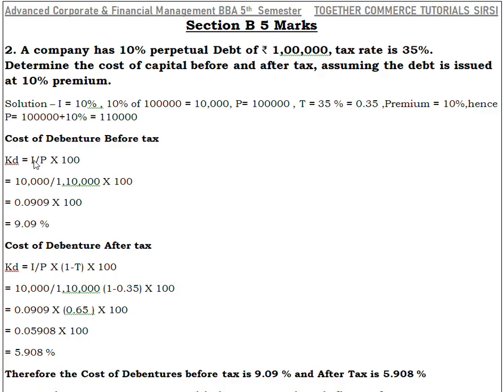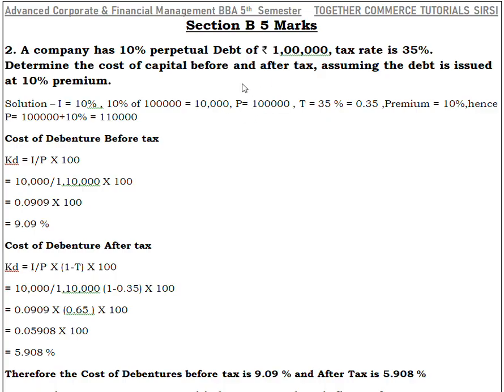Here we require I, the percentage, that is 10%. Then P is the face value or the net proceeds, that is in this problem it is 1 lakh. So I is equal to 10% and P is equal to 1 lakh. So soon after I and P are finalized, we apply P to I, that is I is equal to 10% of 1 lakh. So that I will become 10,000.